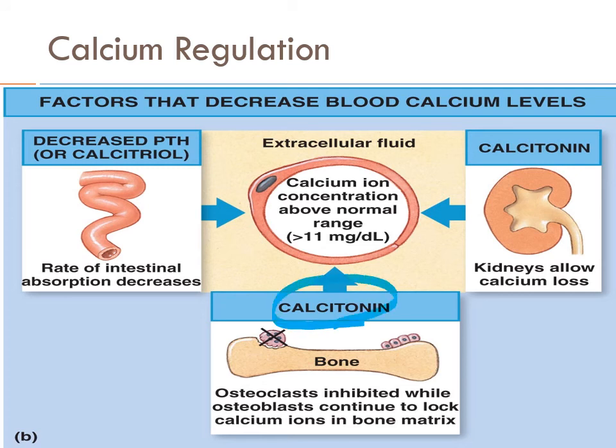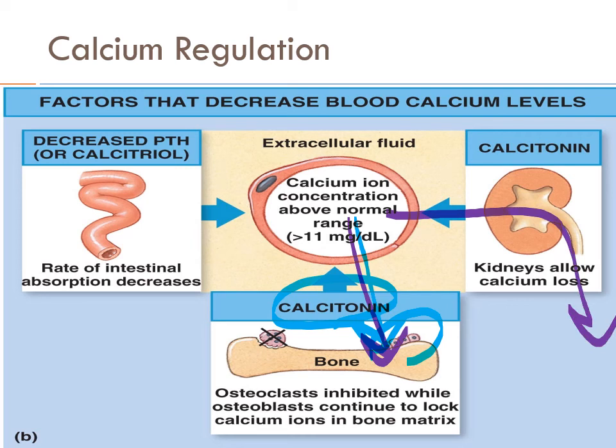Calcitonin has the opposite effect. So it's going to stimulate osteoblasts to put more calcium into the bone. Maybe I'll use a different color on this one. It's going to stimulate the loss of calcium at the kidneys, so that will decrease blood calcium levels. And it's going to decrease the rate of intestinal absorption, so that will decrease blood calcium levels overall.